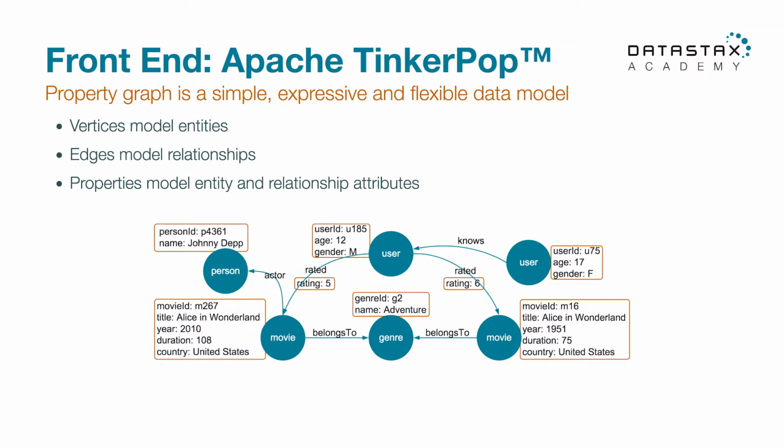Now, each edge and vertex in a property graph is kind of like its own little map, its own little mini key value store. And so they have properties. Those model the attributes of entities and relationships. You can see here, for example, there is a user in the middle of the diagram, and he is male and age 12, and those are some properties of that user, and he has the rated relationship with the Alice in Wonderland movie. He's rated Alice in Wonderland. That relationship has a property, and that's the rating of 5. So you can see some really simple things that we would do with things in the real world are very easy to model with a property graph.